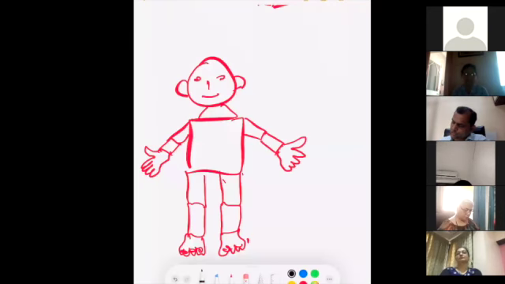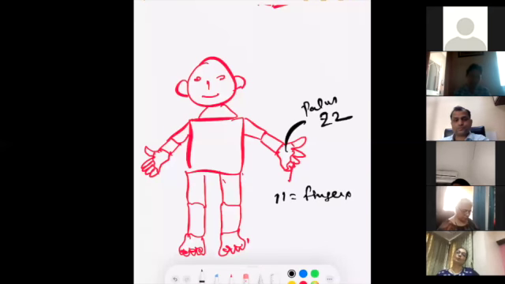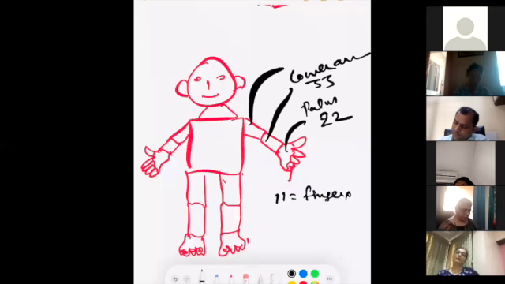So as per the numbers, we can draw the body like this. The fingers mean 1, so 11. Palm is equal to 2, so 22. The lower arm is 3, so 33. The upper arm is 4, so 44.